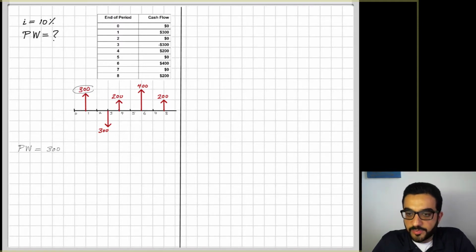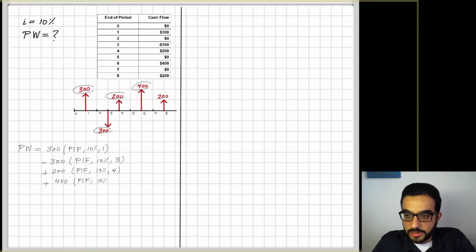And if I want to calculate the present worth, I have to deal with each one of these cash flows separately, times its factor. If I'm bringing everything to the present, then for this 300 at year one, I discount 1 year of its value by multiplying by P given F, 10%, 1. And then for the second 300, I'm dealing with a 3 year difference. This one is a 4 year difference. And you keep going along until you cover every piece of this cash flow.